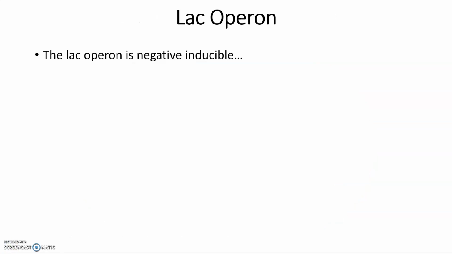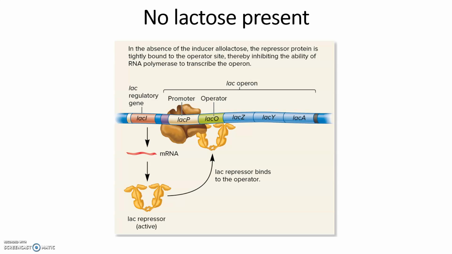So the lac operon is negative inducible. Negative means it has a repressor. Inducible, off, but you can turn it on. Okay? And this depends on if you have lactose present or not. So if we do not have lactose present, then here this is our polymerase that binds to our promoter, but this is our repressor that binds to the operator. Now remember that the lacI regulatory gene is outside of the operon. So this has been transcribed. It makes this lac repressor. The lac repressor binds to the operator. No lactose, no need to produce these genes.